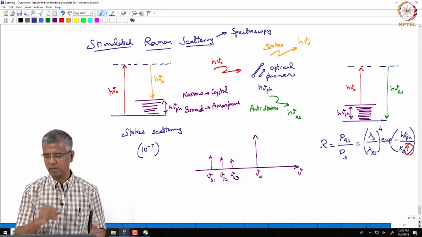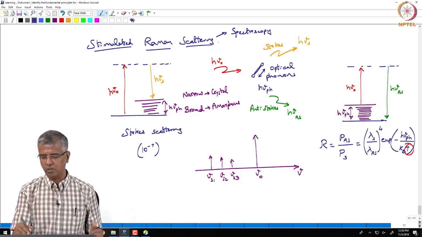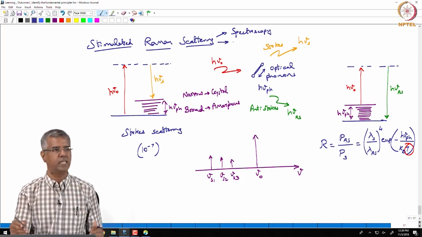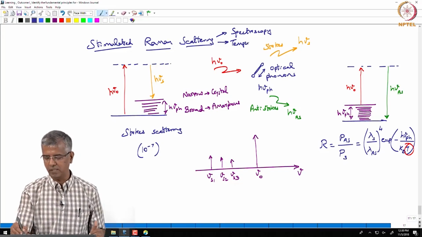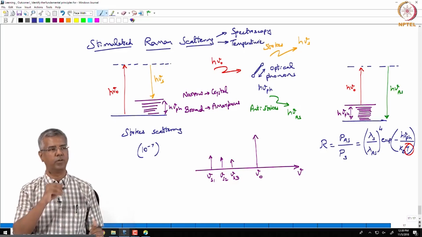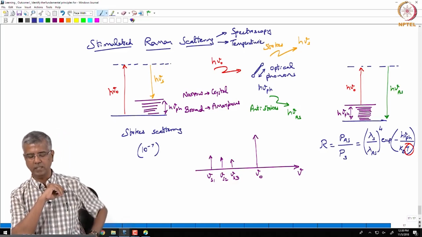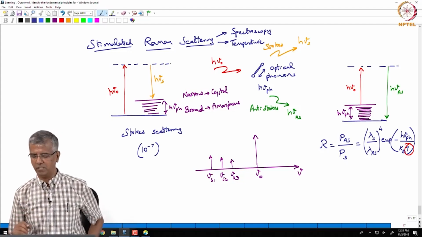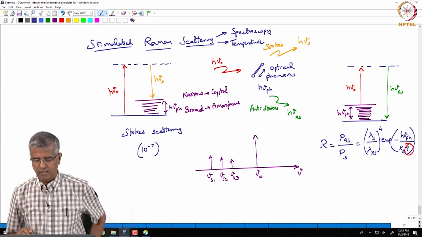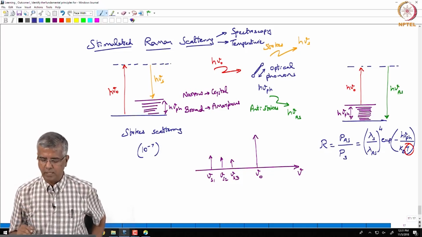Okay, and we also talked about sensing, temperature sensing. It's a very nice tool for that. We can use it for sensing applications. And we have one more application, which is communications.